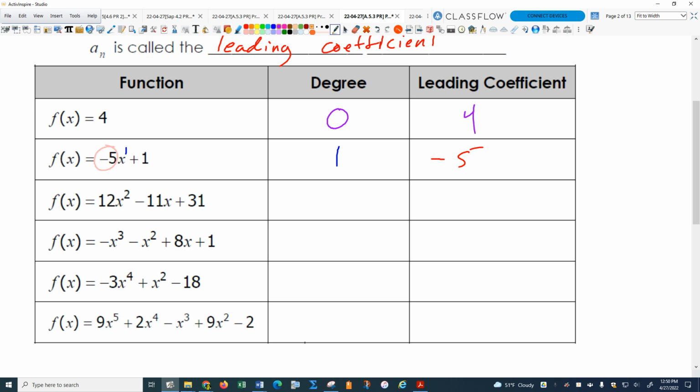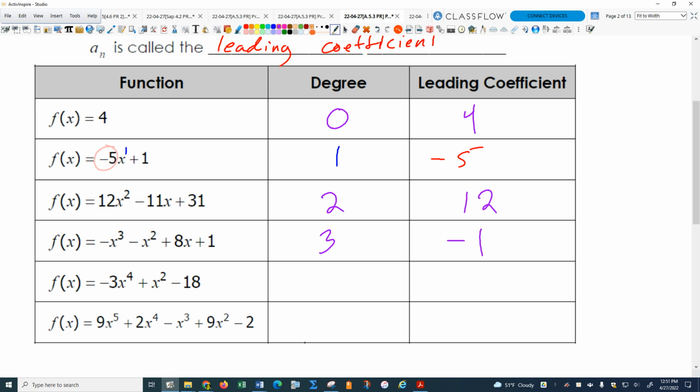Third row. What's the degree? 2. What's the leading coefficient? 12. Next one. Next row down. What's the degree? 3. What's the leading coefficient? -1, because I've got that negative in front of the x cubed.